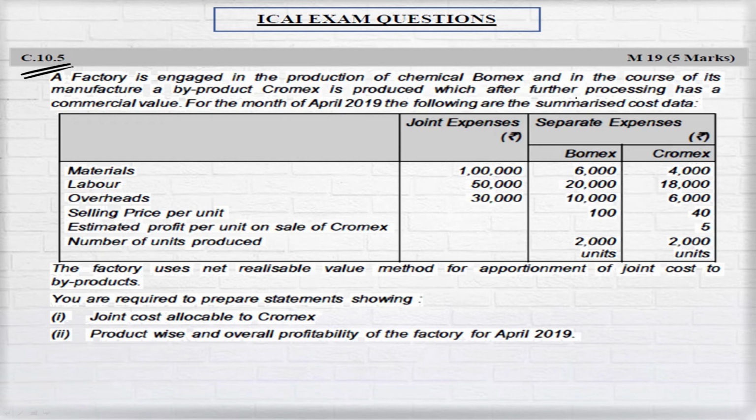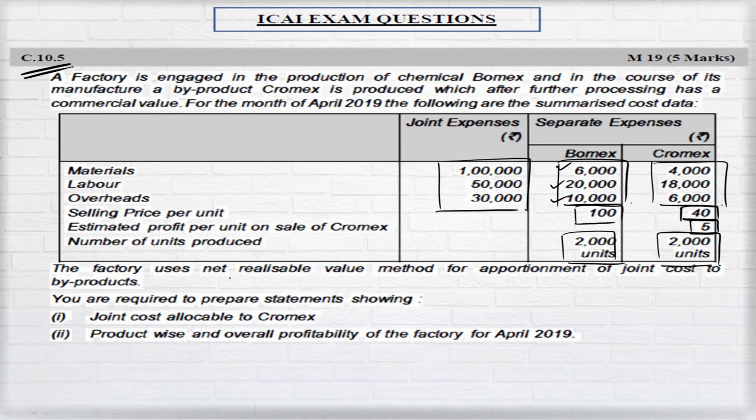Byproduct Chromex is produced, after which it is further processed and has a commercial value. For the month of April 2019, the following are the summarized cost data. Joint cost. What is the joint cost? 1,80,000. And Bomex has a separate cost. 6,000, 20,000 and 10,000. Selling price per unit is 100 and it is 2,000 units. Selling price per unit is 40. Estimated profit is 5 rupees and this is 2,000 units. And this is the cost for Chromex.